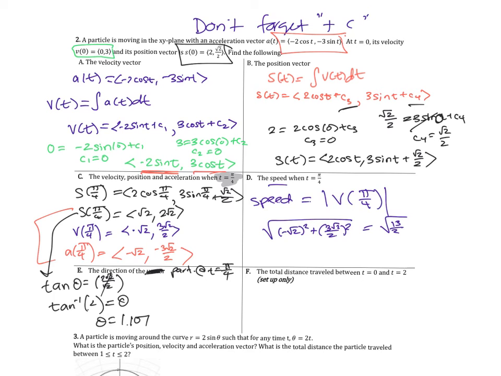D is only asking us to set up. It's asking us for the total distance traveled between 0 and 2.